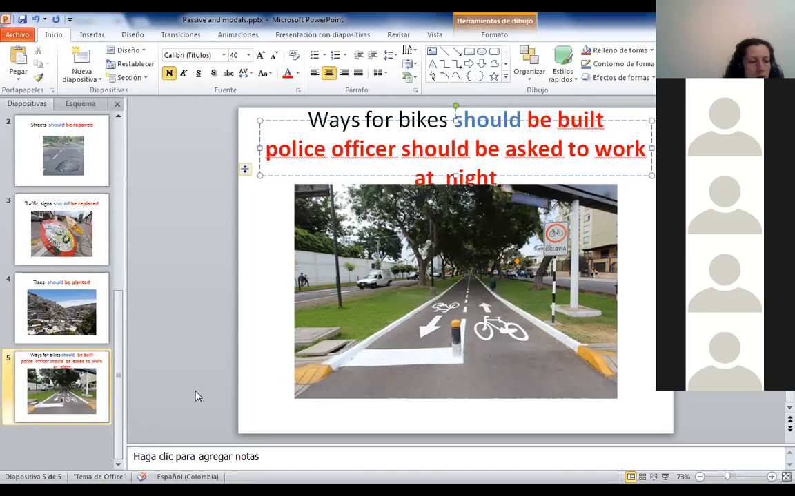I found that verb that is esparcido. Scattered. So garbage shouldn't be scattered on the street by homeless. Okay. Good.